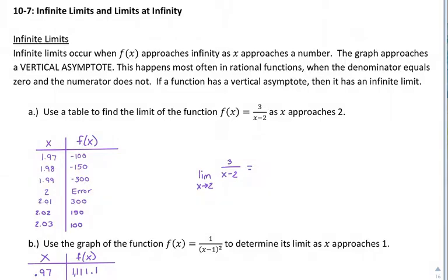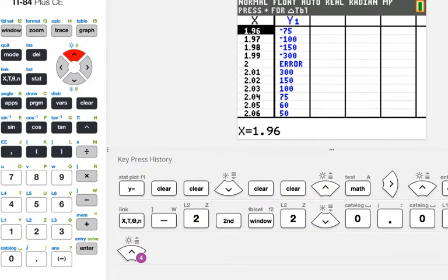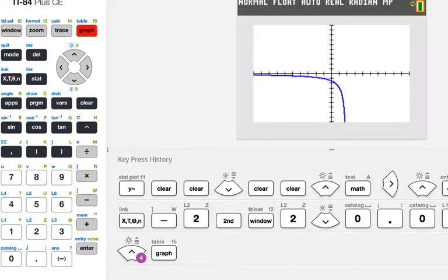If we're using a table, what I did is I typed it into my calculator, changed my table set, and this is the one I came up with. Just to show you what the graph looks like. If I'm approaching 2 from the left hand side, I notice that my y values are getting smaller and smaller and they're going to negative infinity. However, if I'm approaching 2 from the right hand side, my y values are getting bigger and bigger, so that's approaching infinity. And the table kind of supports that.